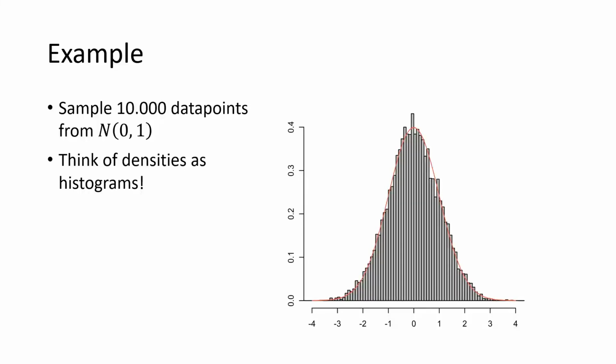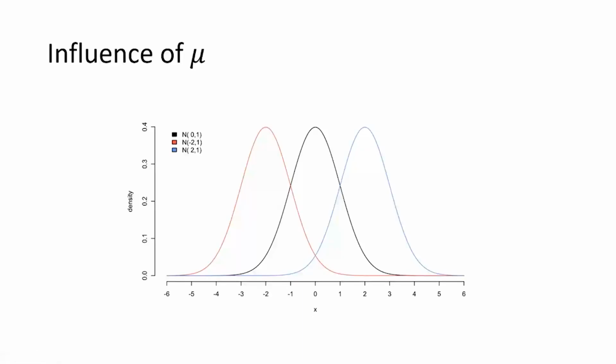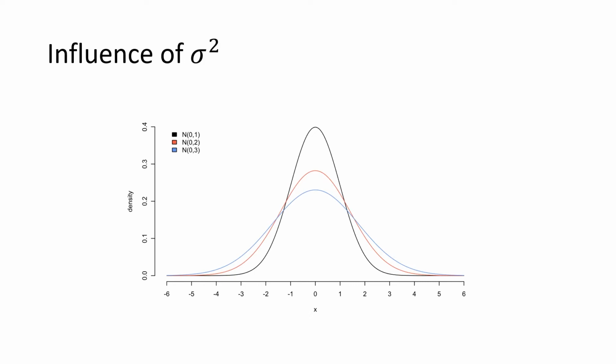And in fact, we can think of the density of a distribution as the histogram that we obtain if we sample a very large, or more precisely, an infinite amount of data from this distribution. Let's now take a look at how the two parameters affect the shape of the density. Changing the mean simply shifts the whole distribution along the x-axis, such that the center of the distribution corresponds to the mean. The variance influences how much variation there is around the mean.